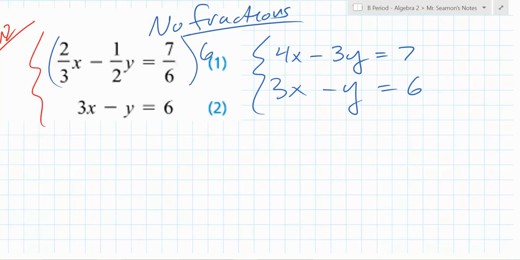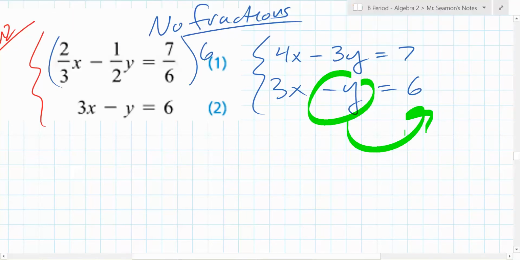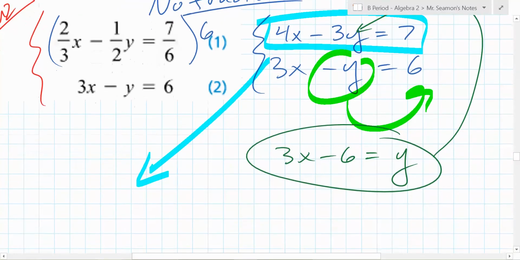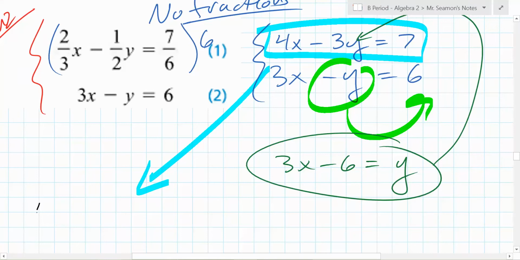Isolate something, right? If it was me, I would isolate the y on the bottom. I would take this and put it on the other side. So I would turn this one into 3x minus 6 is equal to y. And then what do I do with this? I would plug it in right there. That's really ugly, I'm sorry, I'll pick something better here. I'll take this, and now what does it become? 4x minus 3 times what? 3x minus 6 equals what?